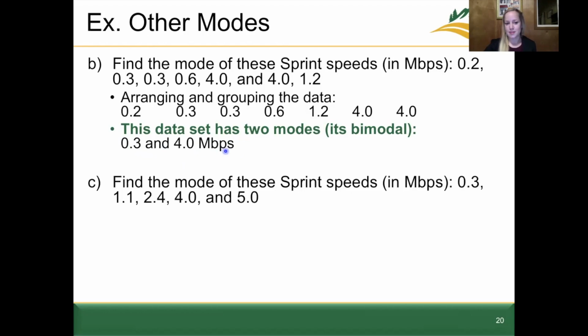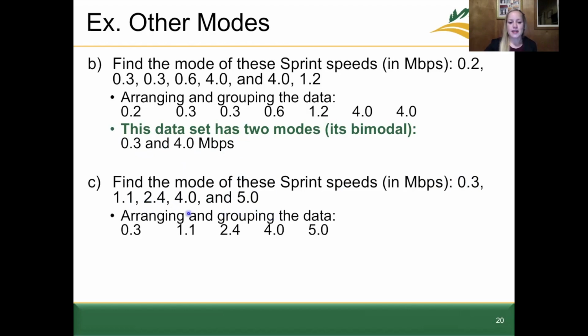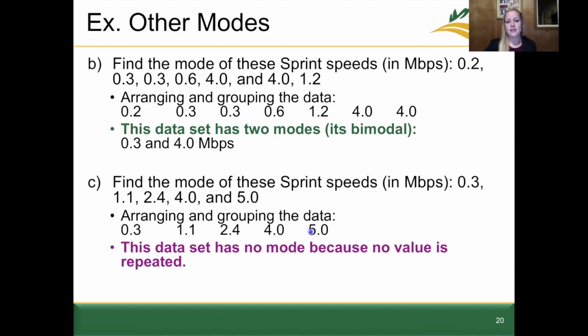Now the last example here for finding the mode. Let's find the mode from this data set: 0.3, 1.1, 2.4, 4.0, and 5.0. You may be able to tell right away, but we'll still arrange these data in order: 0.3, 1.1, 2.4, 4.0, and 5.0. Here there is no mode because no value is repeated.